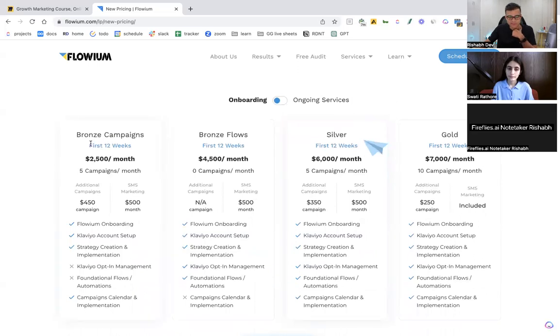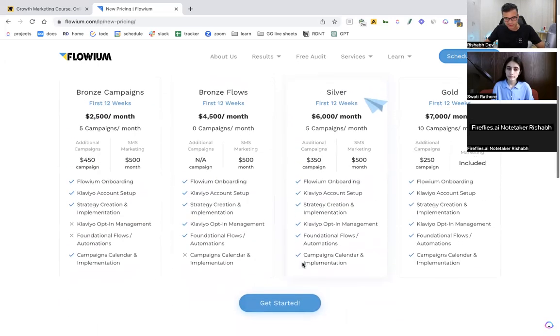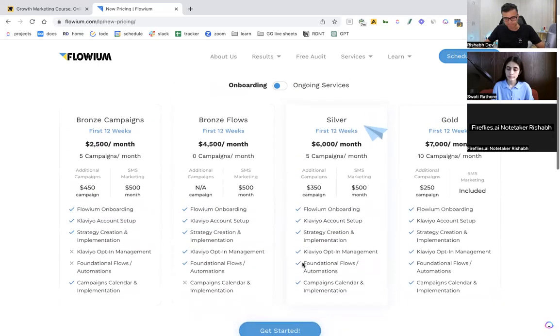So if they're charging for the first 12 weeks, they are charging $2,500 a month for 5 campaigns a month. Now you know that it's around, whatever, $450 per campaign. You can decide your pricing strategy accordingly as well, looking at the quality that you can produce for clients. So those are some interesting things that we can find out just from looking at their website.